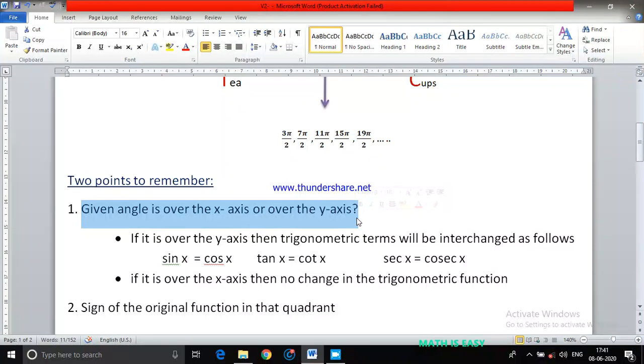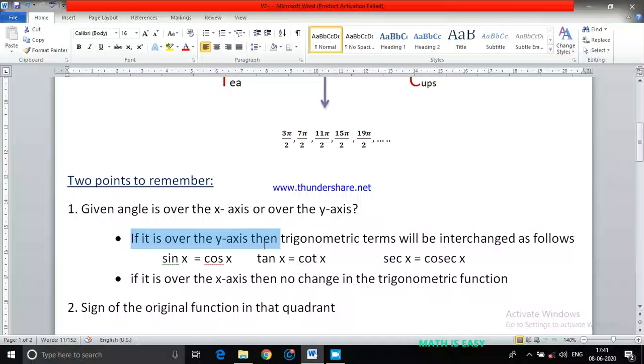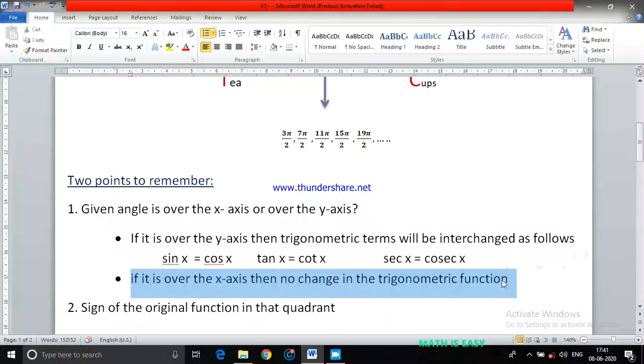Sine remains sine, cos remains cos. Yeah, these are the two points. If over the y-axis, then the trigonometric terms will interchange as follows. Sin x will become cos x, tan x will become cot x, sec x will become cosec x. If it is over the x-axis, then no change in the trigonometric function. Am I clear? So these are the first points you have to remember.